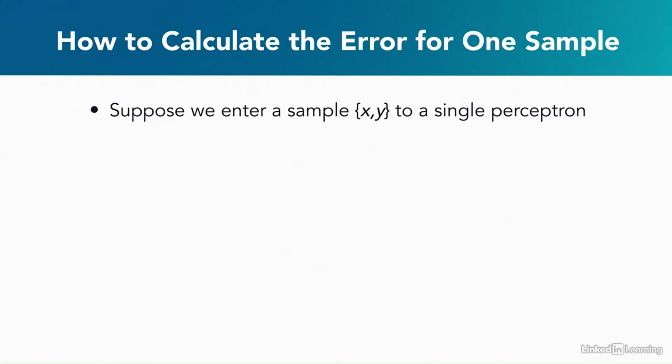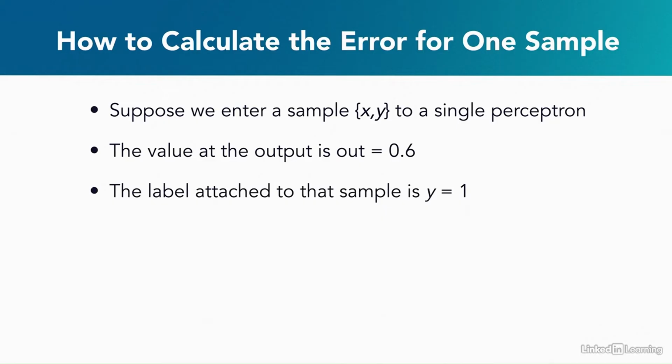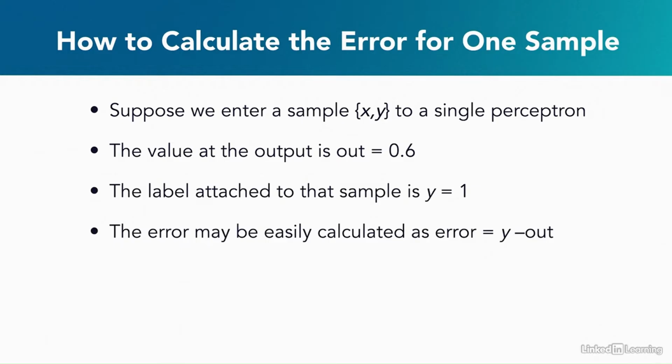Suppose we enter a sample xy to a neural network which for now will be a single layer perceptron. Now suppose that the output of this one output network is 0.6. And let's say that the label for that input sample is y equals 1. This way, the error or deviation can be calculated as the subtraction y minus out.